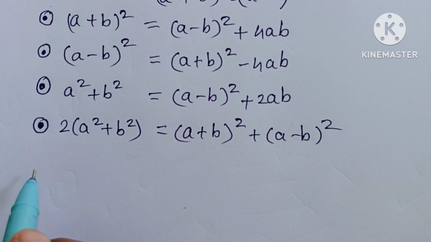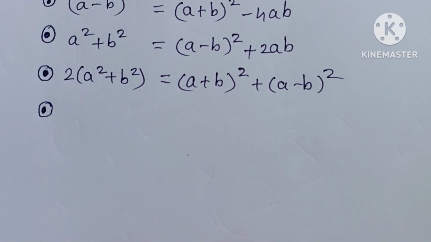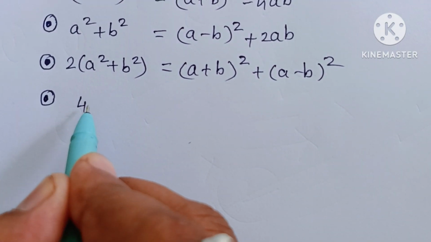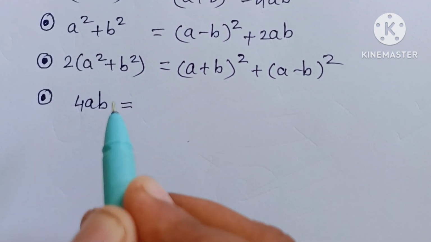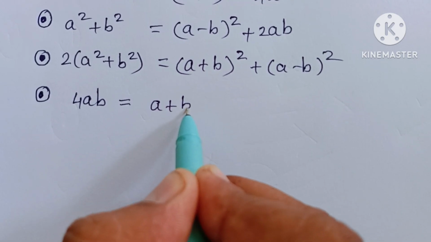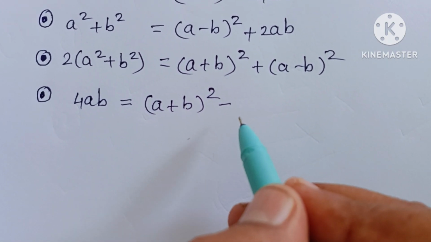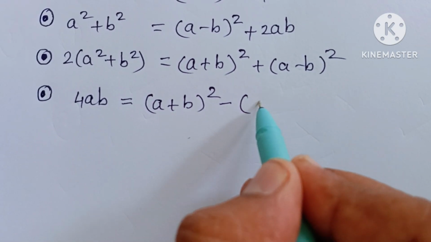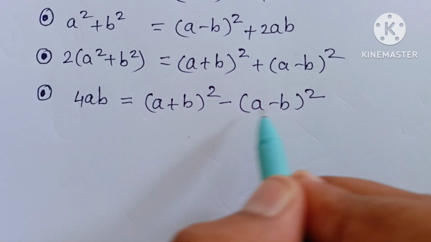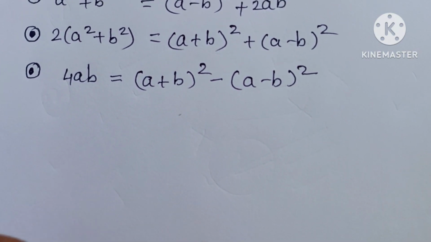Now next identity: 4ab. How do we get 4ab? See here, (a plus b) whole square minus (a minus b) whole square. After expansion of these two identities, we get only 4ab.